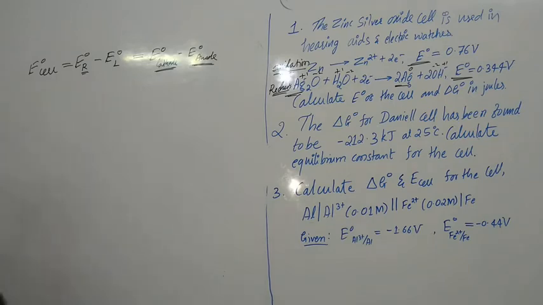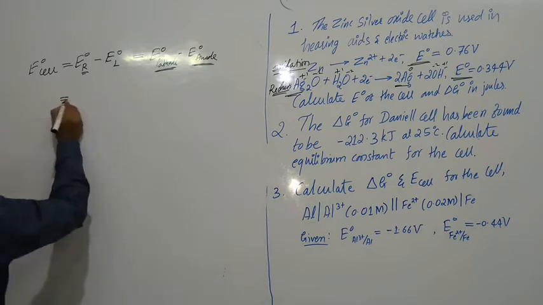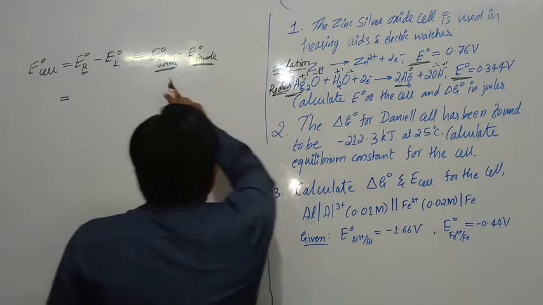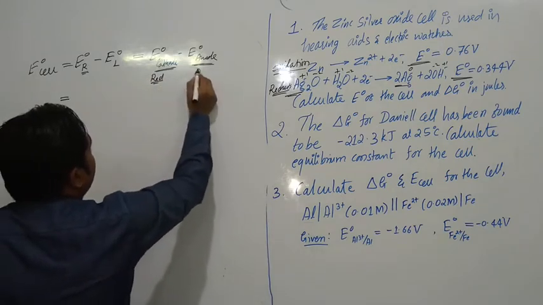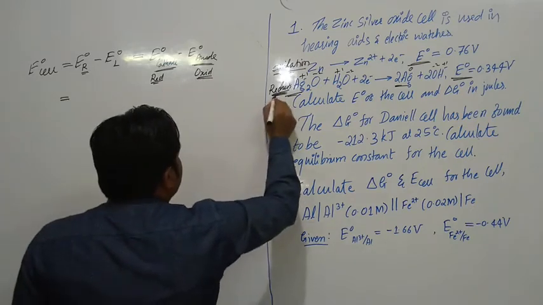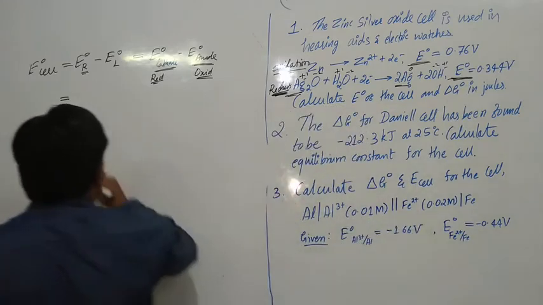Now we'll solve for E naught cathode and E naught anode. So which is my cathode? At the cathode which reaction takes place? Reduction reaction takes place, and at the anode oxidation takes place. So reduction takes place at the cathode. Here the reduction potential of the cathode, E naught, is equal to how much?